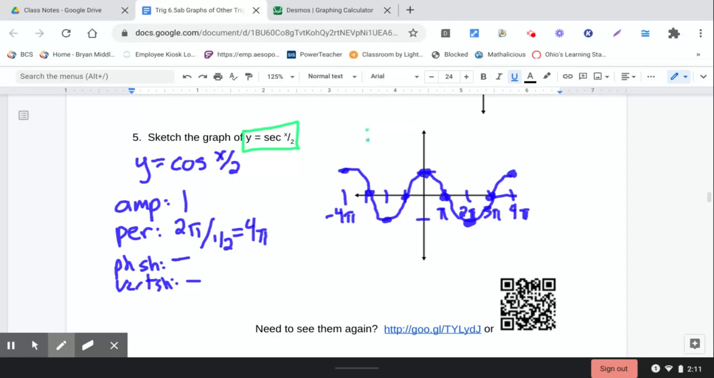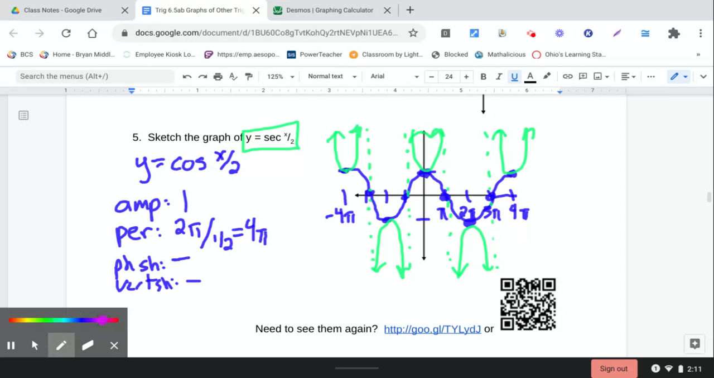So everywhere this crosses the axis, we're going to draw in our vertical asymptotes. And then from the top, we'll do a parabola up, and from every bottom, you have a parabola down. And that green is your secant graph.